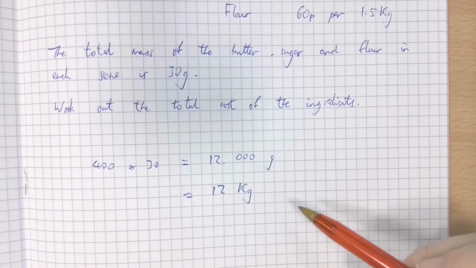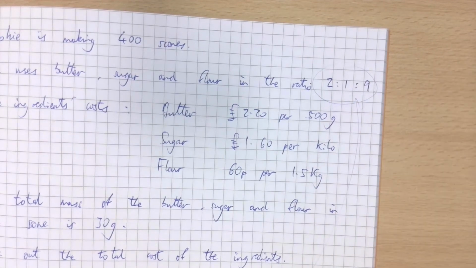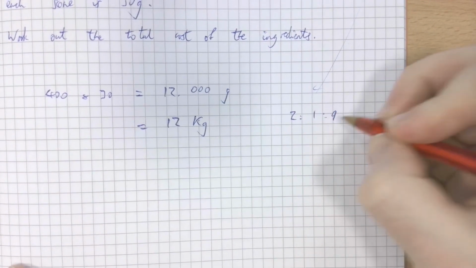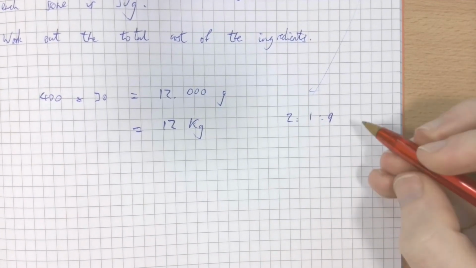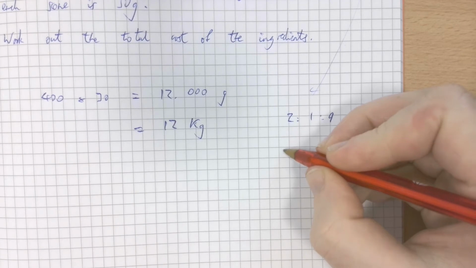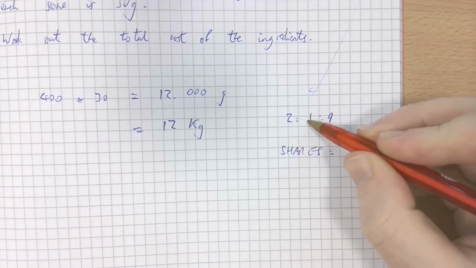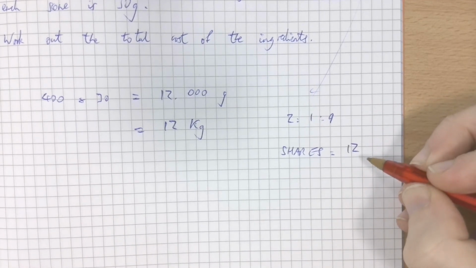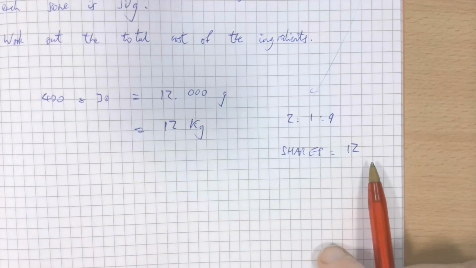So, let's draw down the ratio that I've got up here and consider that, okay? 2 to 1 to 9. That is the proportional parts of each of the ingredients. How many parts are there? How many shares are there altogether? 2 plus 1, 3 plus 9, 12. 12 kilograms of scones, 12 shares.